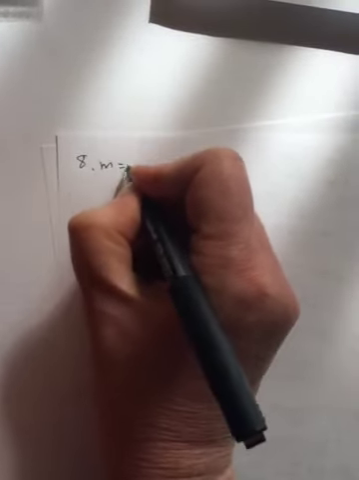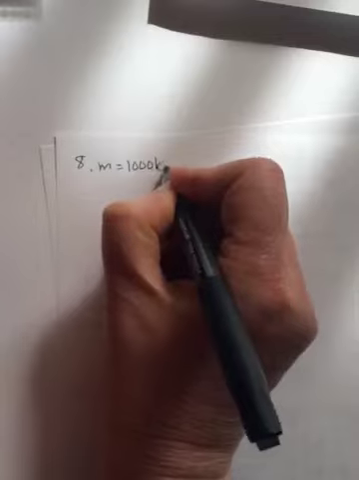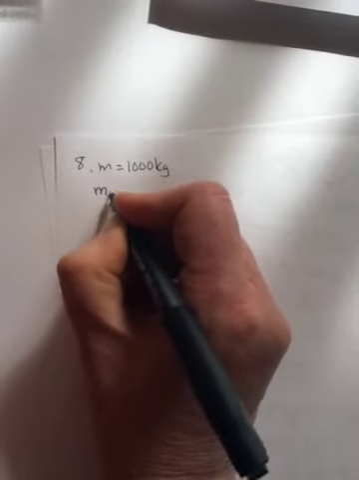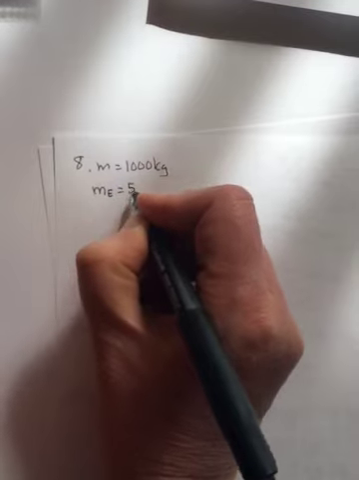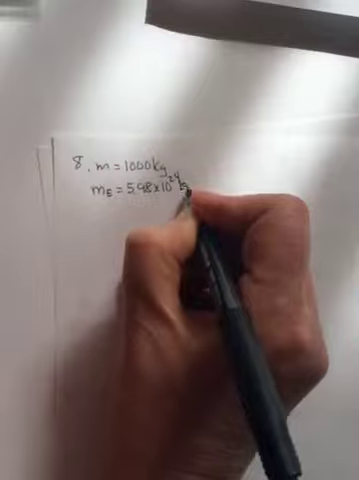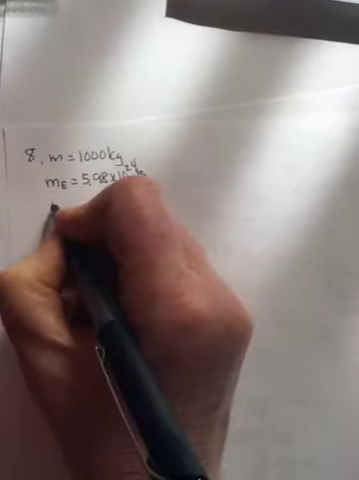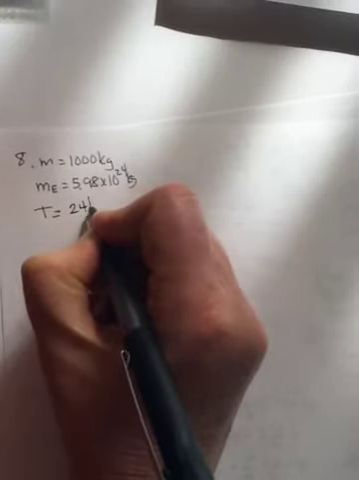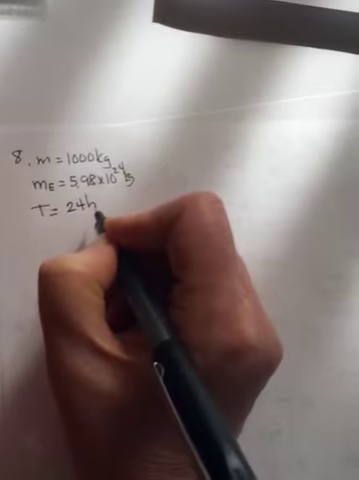A 1,000 kilogram satellite is put into circular orbit above the Earth. So the mass is 1,000 kilograms, and we know the mass of the Earth is 5.98 times 10 to the 24th. It remains over the same place on the Earth, so it's a geosynchronous one, like we talked about in one of the earlier videos. So its period is 24 hours.